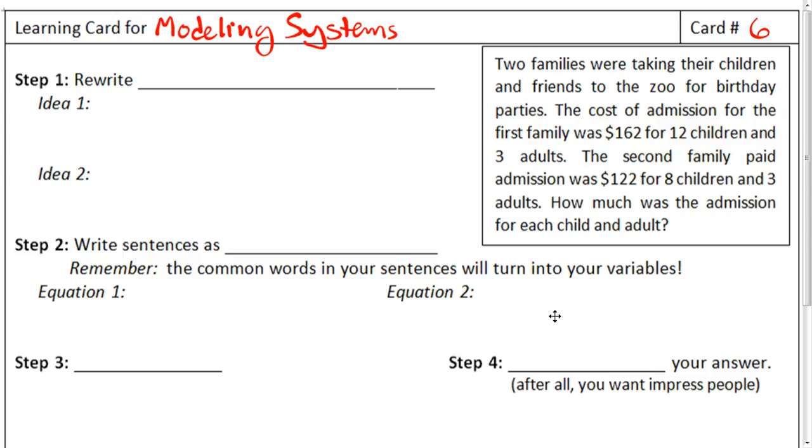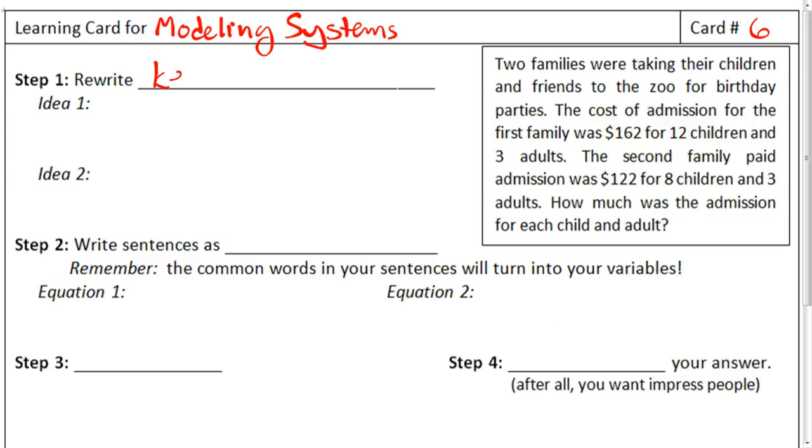So the first thing, so here's the problem. 2 families are taking their children and friends to the zoo. First family is paying $162 for 12 children and 3 adults. The second family paid $122 for 8 children and 3 adults. How much was the admission for each child and adult? So the first thing that we talked about doing is we're going to rewrite the important stuff, okay?